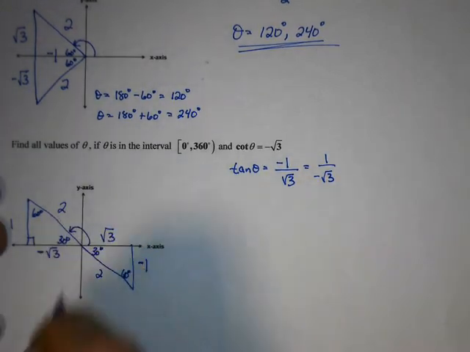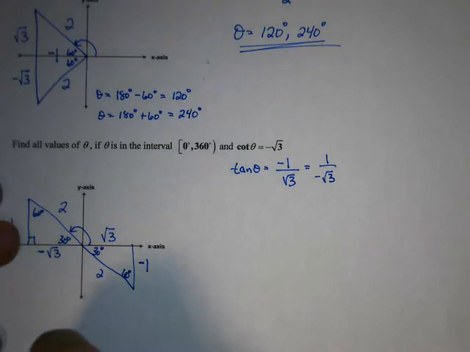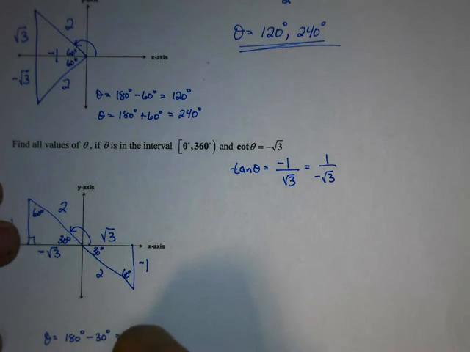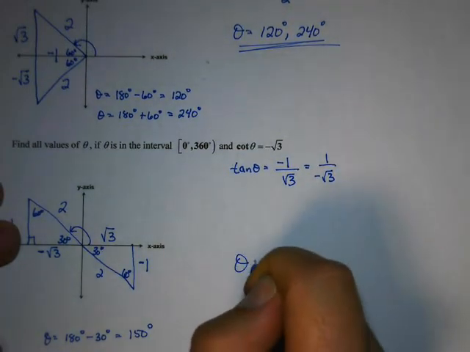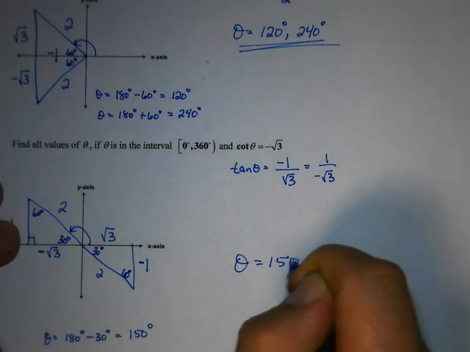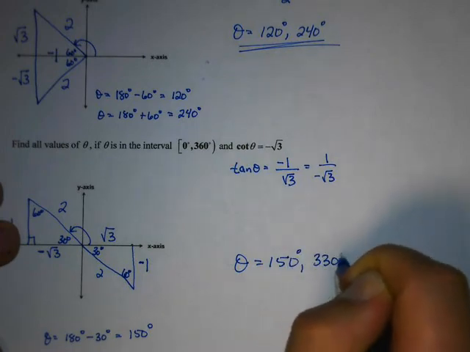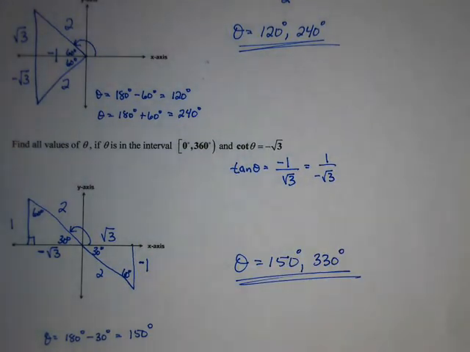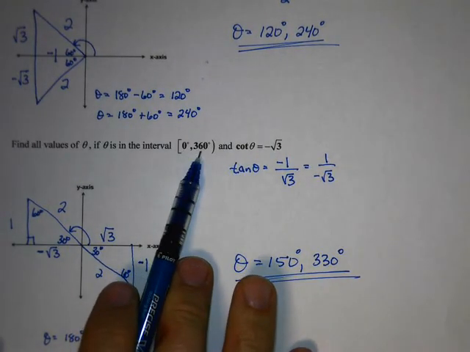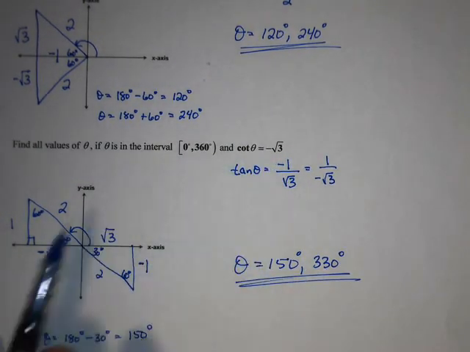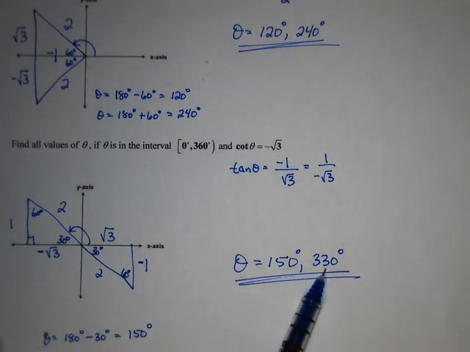So here it's going to be theta equals 180 degrees minus 30 in the second quadrant, so 150 degrees. And in the fourth quadrant, theta equals 360 degrees minus 30, which is 330 degrees. So theta equals 150 degrees and 330 degrees. So that's solving. Remember, if you're solving between 0 and 360 degrees, it's going to be negative in two quadrants, so you're going to have two answers.